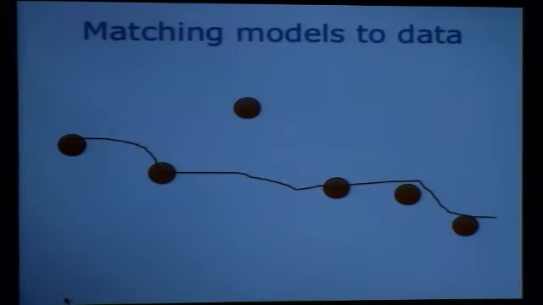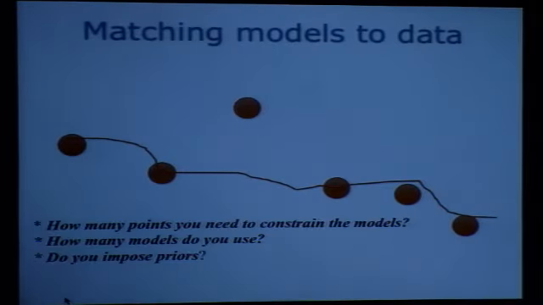So what do we do, actually? The thing we want to discuss together is the following. How many points do you need to constrain the models? And it's not trivially the number of wavelength points you have. How many models do you want to use?